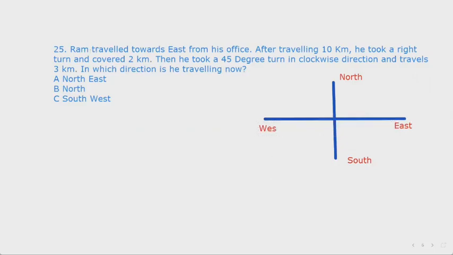So now, Ram traveled towards east from his office. So just make a line. Ram traveled towards east, and it is 10 kilometers. After traveling 10 kilometers, he took a right turn and covered 2 kilometers.